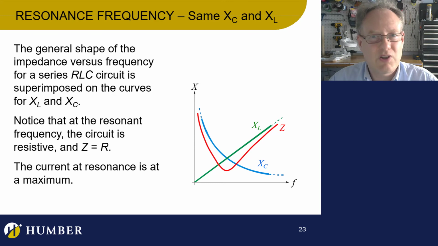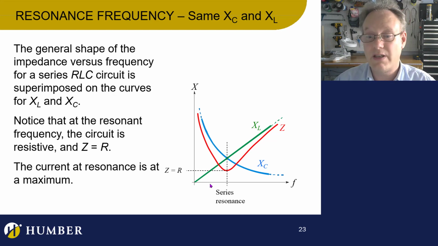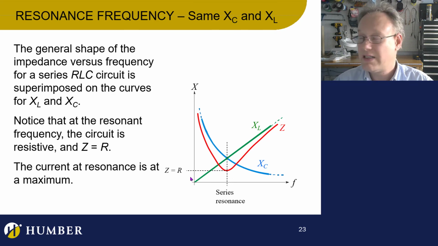So the total reactance is 0. Therefore, the total impedance of the circuit is just R, and at that time it's at its lowest value, where Z equals R. So there you go. This is a really cool chart.